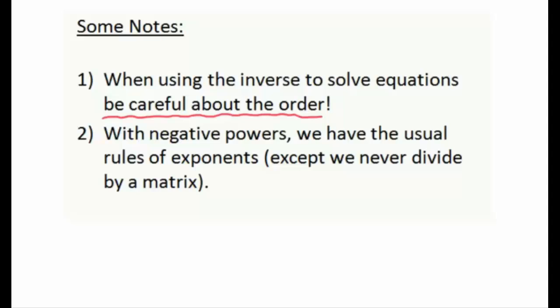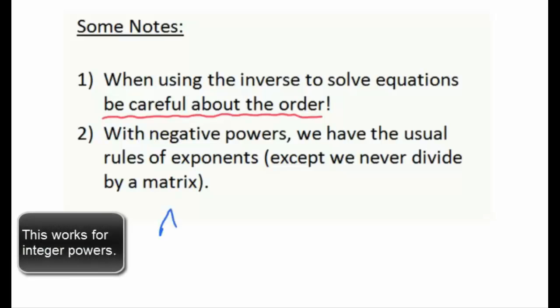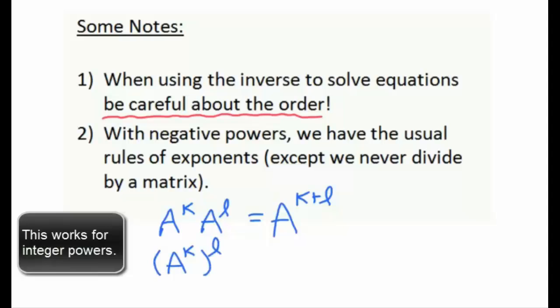It goes along with this new extension that we have for powers. Now that we have both positive, negative, and the 0th power, we have the usual rules for exponents. So for example, if we have A to the power of k times A to the power of L, this is really equal to A to the power of k plus L. Or if we have A to the power of k, all raised to the power of L, this is equal to A to the k times L. So your usual laws of exponents will work for matrices now.